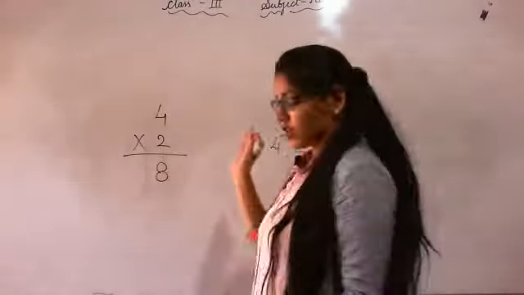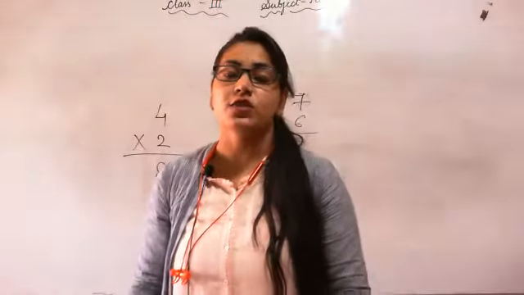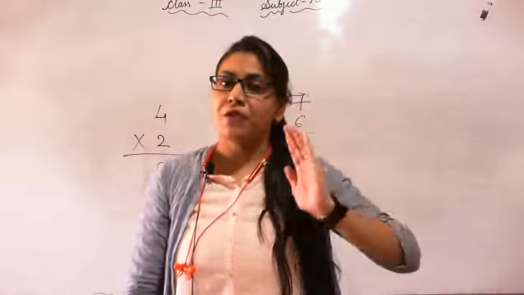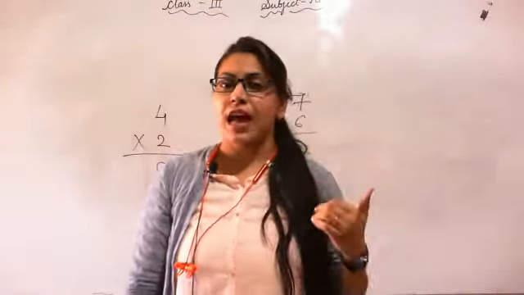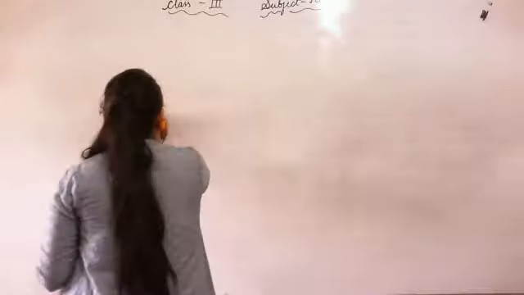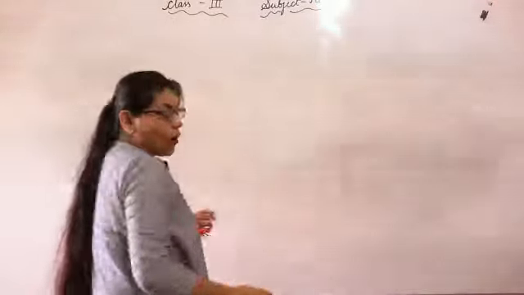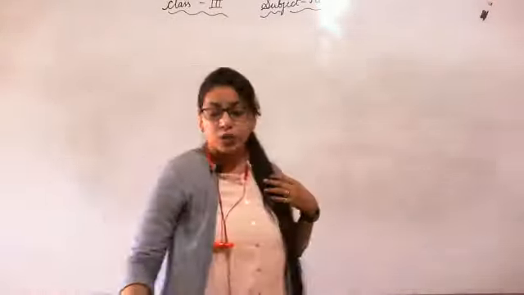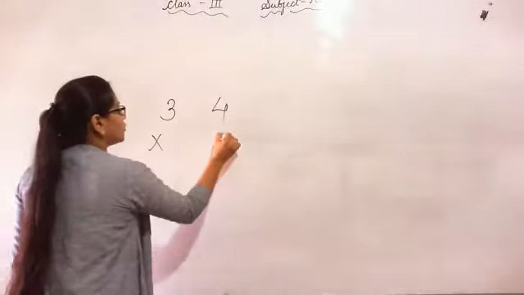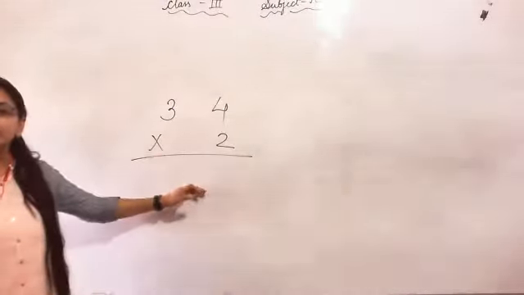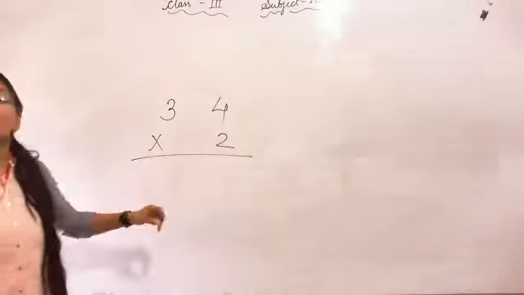Okay students, so you have done this kind of questions, or you know how to multiply one digit by one digit. You have done in your previous class, second class. So now you are going to learn how to multiply two digit with one digit. So let's take an example. Let's understand with the example. So 34 into 2. So let's understand how to multiply two digits by one digit with the help of this example.